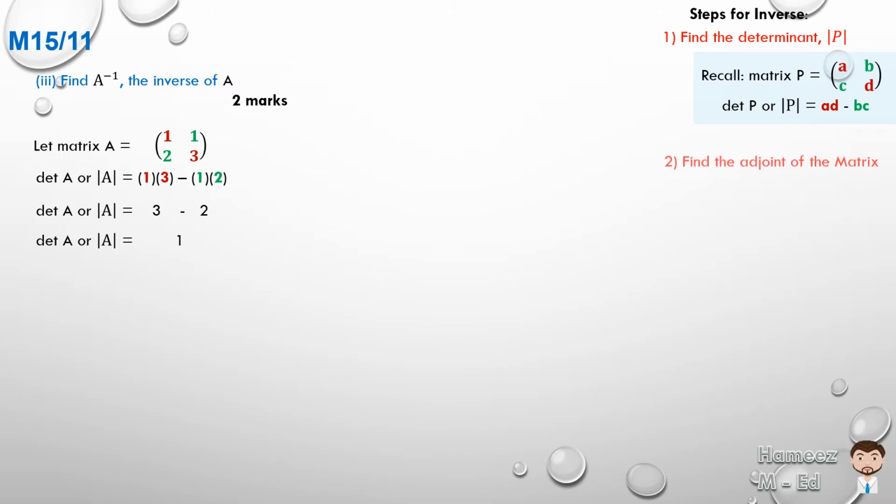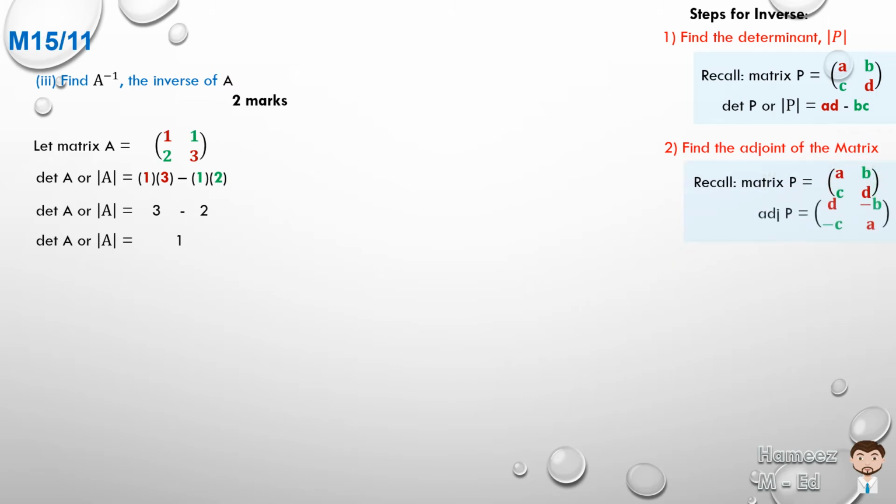Now what's the second step? Find the adjoint of the matrix. So if we have the matrix P, A, B, C, D, what is the adjoint? The adjoint of a matrix is another matrix with the terms rearranged accordingly. So how is it rearranged? We switch the red terms. So D and A switch. And the green terms, the ones on the minor diagonal, we change the signs. So we get D, minus B, minus C, A.